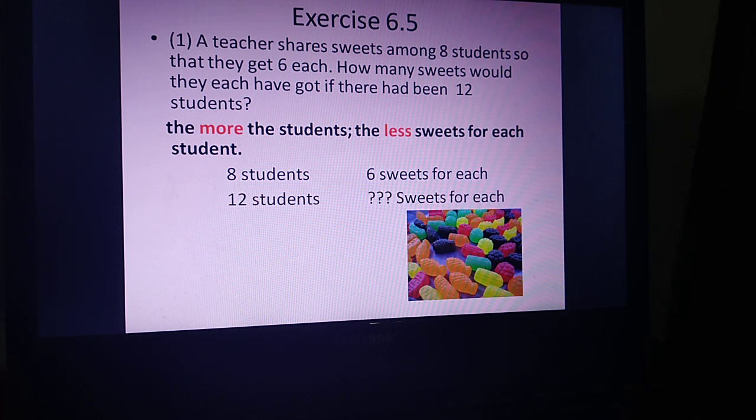I put numbers in their place. 8 students mean each one of them will get 6. 12 students mean how many sweets will each one of them get? And this is the question.